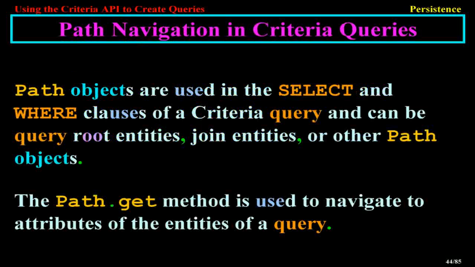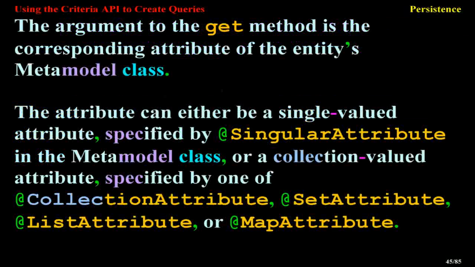Path objects are used in the select and where clauses of a criteria query and can be query root entities, join entities, or other path objects. The path get method is used to navigate to attributes of the entities of a query. The argument to the get method is the corresponding attribute of the entity's metamodel class. The attribute can either be a single-valued attribute, specified by singular attribute in the metamodel class, or a collection-valued attribute, specified by one of collection attribute, set attribute, list attribute, or map attribute.